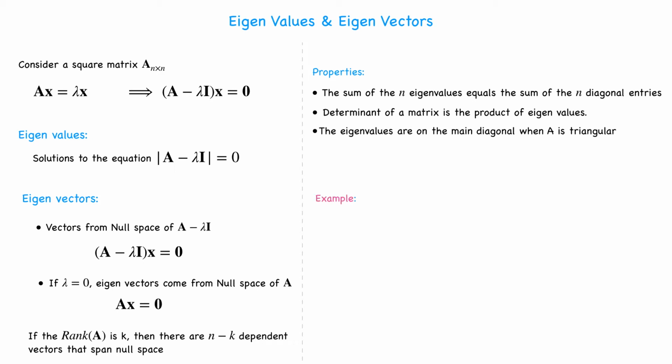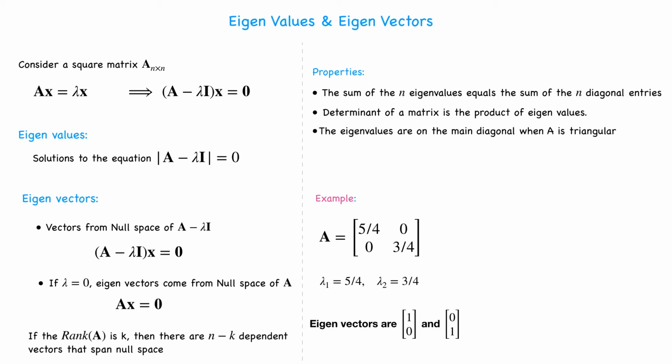Let us see an example of why we need to know the eigenvalues and what their physical interpretation is. What is the use of eigenvalues and eigenvectors? Let us see with an example. Take this matrix. It is a diagonal matrix, so the eigenvalues are the diagonal elements, and the eigenvectors are [1 0] and [0 1]. Let us see how this particular matrix A would transform vectors.